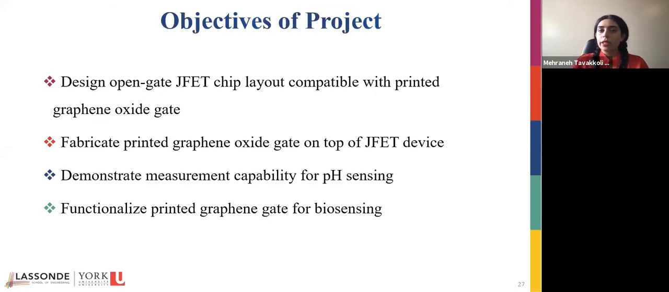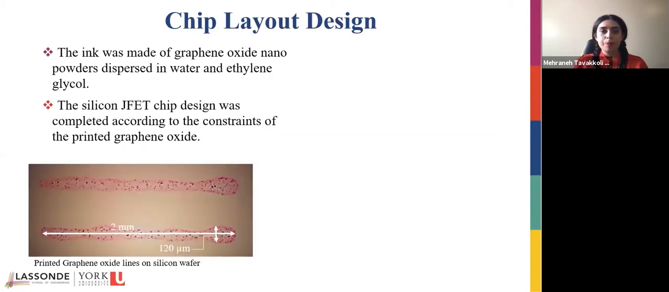This project has many objectives. The first objective is to design the open-gate JFET layout compatible with printed graphene oxide gate. Then we need to fabricate the graphene oxide gate on the open channels of the JFET device and demonstrate the capability of pH sensing of fabricated devices. And the final objective of this project is to functionalize the printed graphene gate for biosensing.